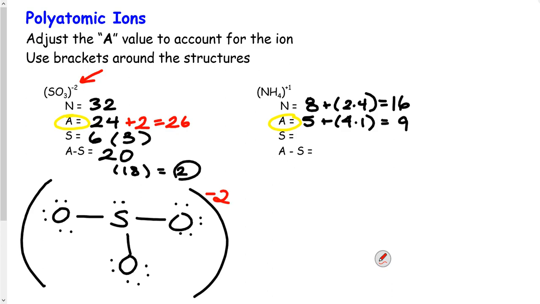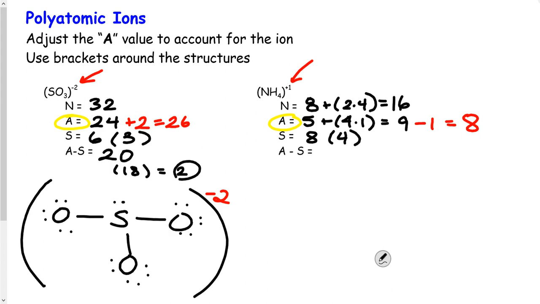As we move over to ammonium, N is 16, A happens to be 9, which is an odd number. This time our ion charge is a cation, which means that we're going to subtract that electron to give us an available number of 8 because we've lost an electron. 16 minus 8 is then 8 shared electrons, in other words, 4 bonds.